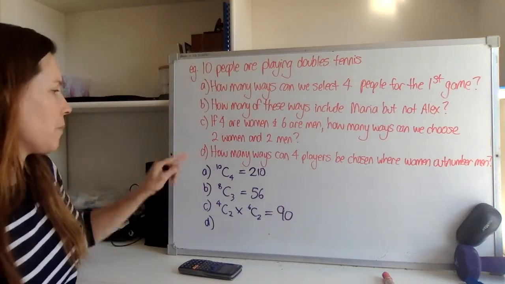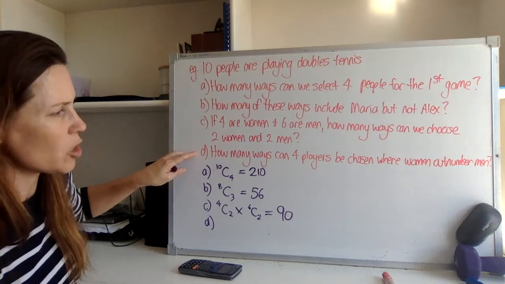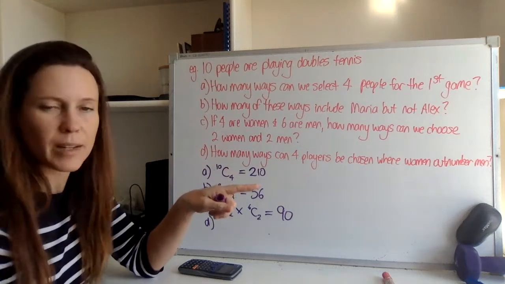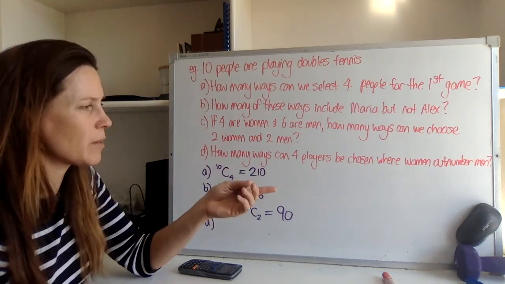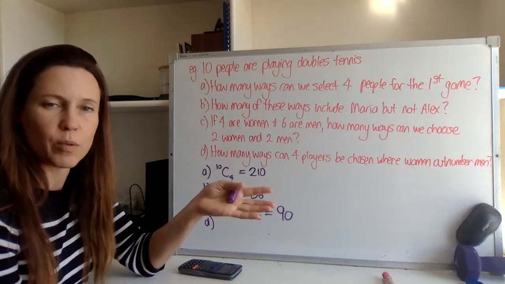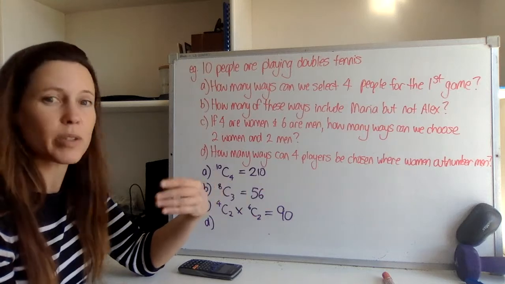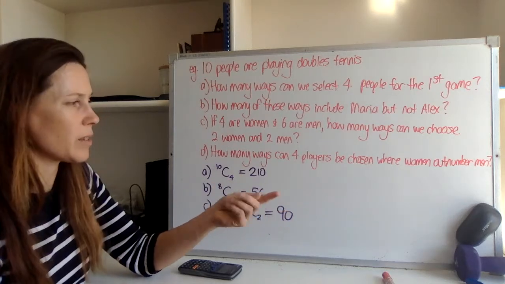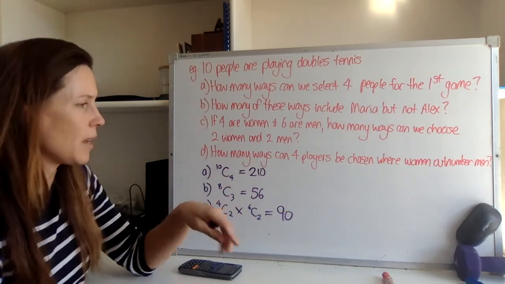D, how many ways can 4 players be chosen where the women outnumber the men? All right, well, let's think about that. For the women to outnumber the men, we need either 3 women or 4 women. So here we're naturally deciding to use cases. Consider the case where there's 3 women and 1 man. How many ways can that happen?